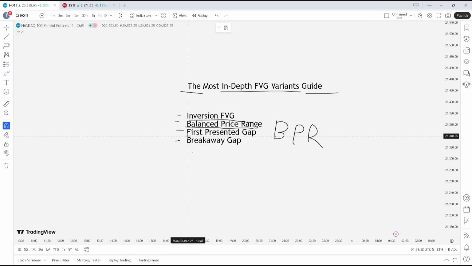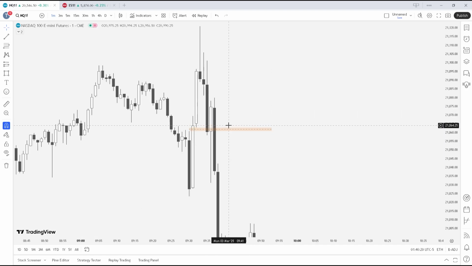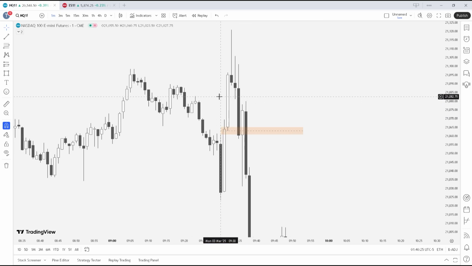All right, next we got the first presented gap, and this is basically your first fair value gap that you get after the 9:30 open, or when the New York Stock Exchange opens. So we have an example of a first presented gap right here. The stock exchange opens at 9:30, so this is when the actual New York session starts, not the kill zone, the actual session. And then the first fair value gap that we create is right here. We have this candle's high, this candle's low, they don't overlap, and since there's a volume imbalance, we also cover that with the fair value gap.